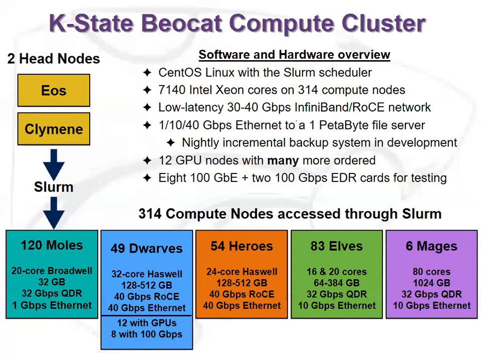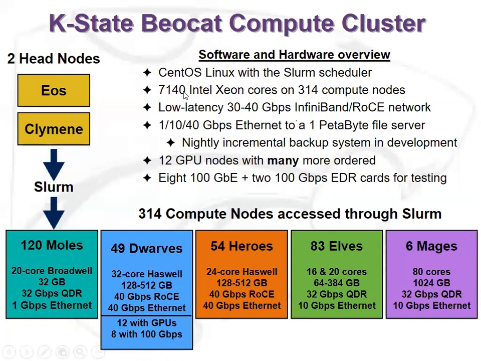So where that comes in is that's the access to the file server. So the moles have slow access to the file server and they're smaller in memory. But other than that, the Broadwells are newer chips than the Haswells. 20 cores instead of the 24 or 32 cores. But still, these are very good machines. They're just made for running smaller memory jobs and jobs that don't pound on the file server as much.